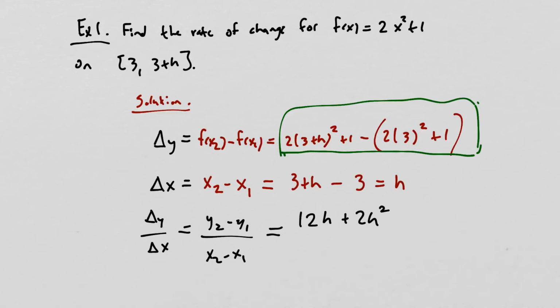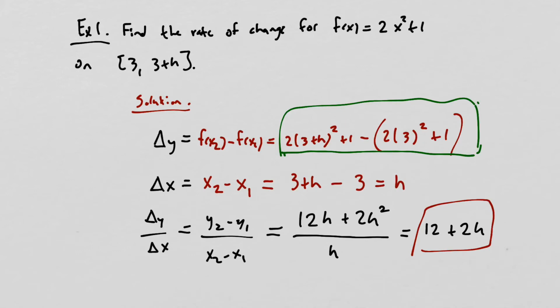We're going to have our 12h plus 2h squared on top divided by our h, which is going to simplify to be 12 plus 2h. And this is going to be our solution. All right, in the next example, we'll go ahead and compute the average rate of change given some graph.